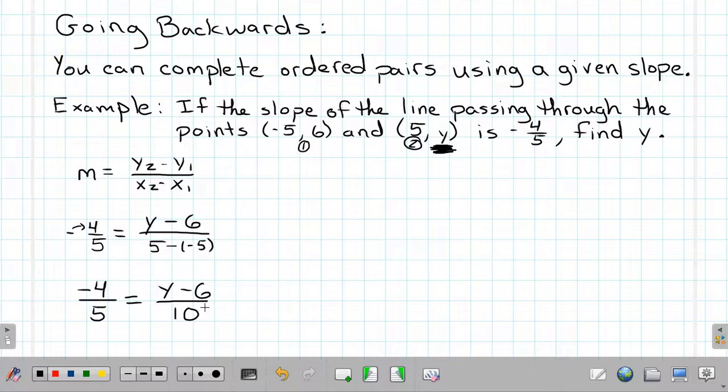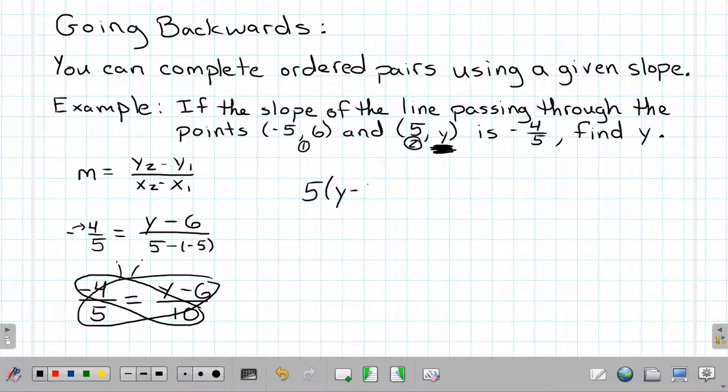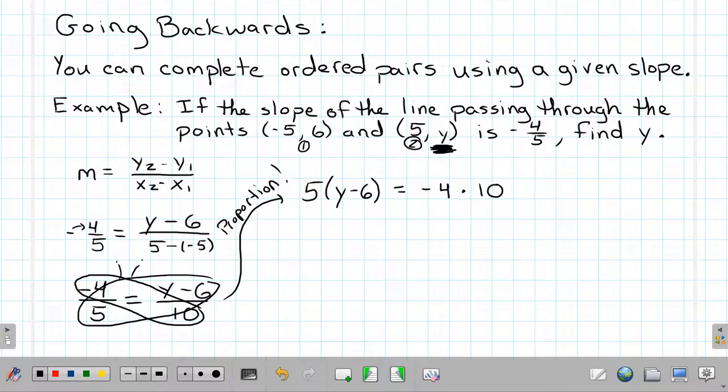And if you're very clever about it, this looks the same now as a type of equation we solved earlier on in the year, and this might give it away, which are proportions. So there's a little butterfly. What does that mean? That means we take 5 times y minus 6 and set that equal to -4 times 10. This is part of the reason why we talked about proportions: you can use it here to solve. Now when we distribute, we get 5y minus 30, so we distribute the 5, is equal to -4 times 10. That's going to be -40. And now we just have a two-step equation.